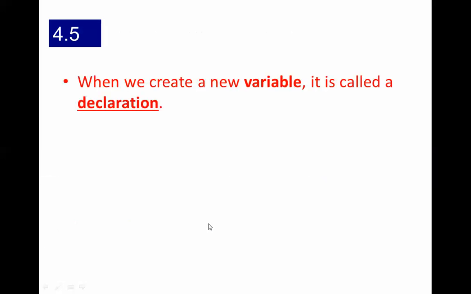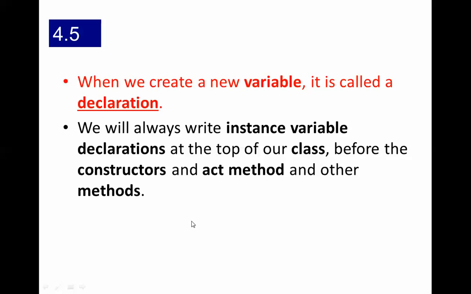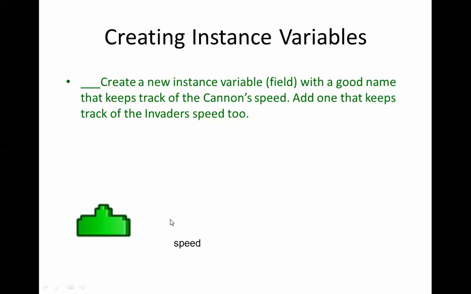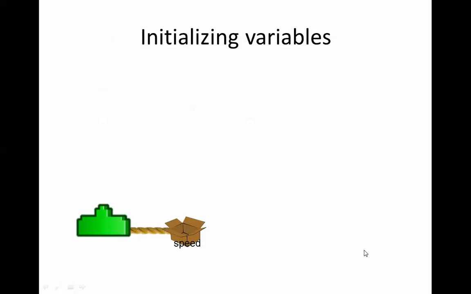Okay, now when we create a new variable, it is called a declaration. So right now that's what we're learning how to do: variable declarations. We will always write instance variable declarations at the top of the class, before the constructors, act method and other methods. So what I want you to try to do is create a new instance variable, a field, with a good name that keeps track of the cannon speed. A good name would be speed. Add one that keeps track of the invader speed too. So you're going to do this both for the invader and for the cannon. Basically, we want to create an empty box that belongs to the cannon whose name is speed. Give that a shot and see what happens.